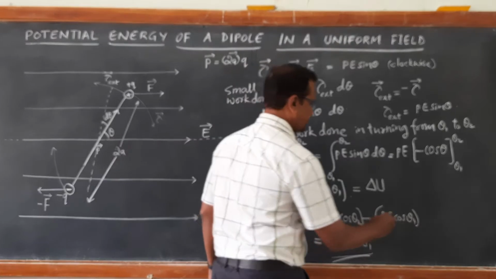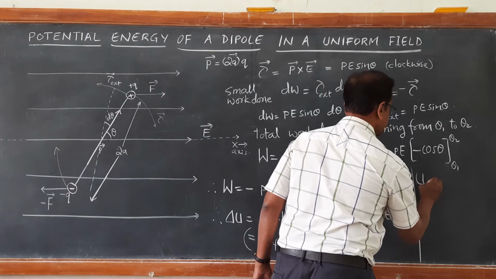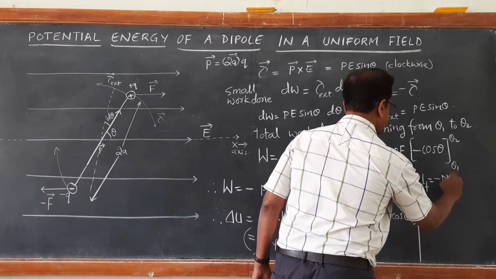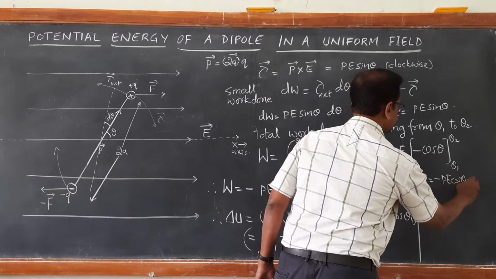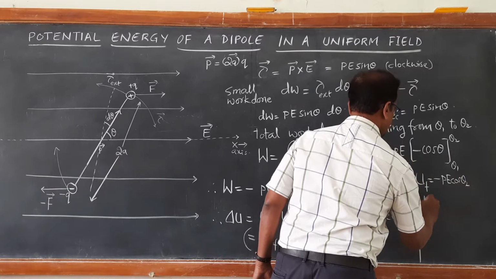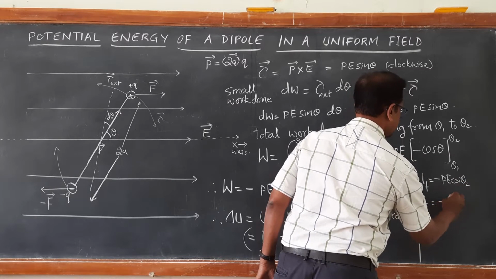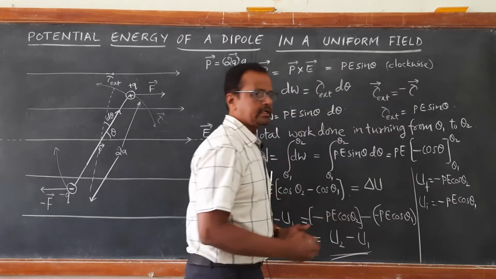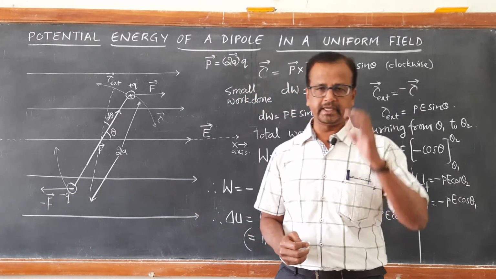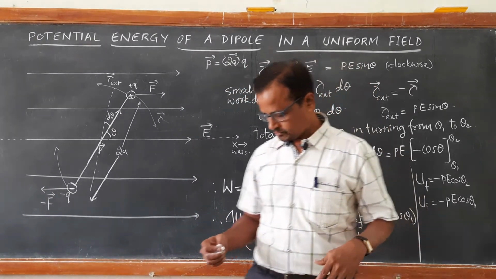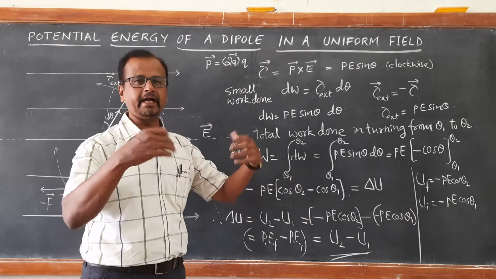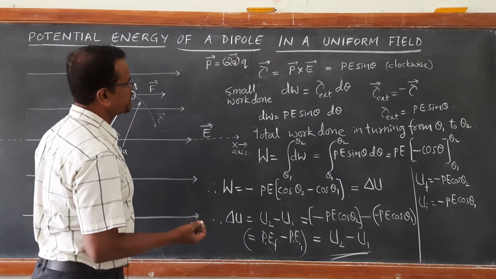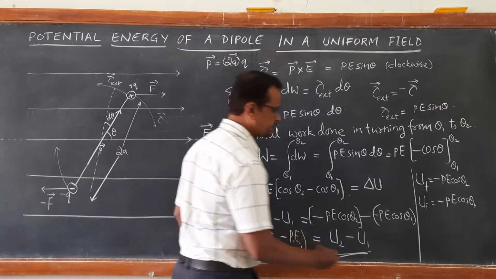Therefore, finally, the final potential energy U_F, or U2, is equal to minus Pe cos theta 2, and the initial potential energy Ui is minus Pe cos theta 1. So, in general, if you take the expression for potential energy at any angular position, it can now be written as U at any angle theta.